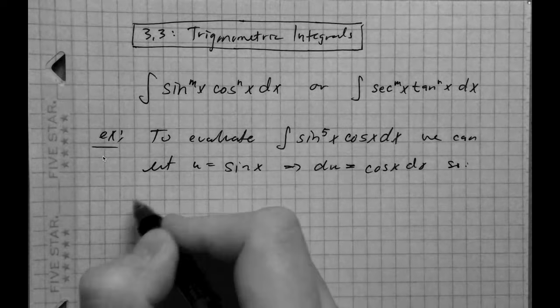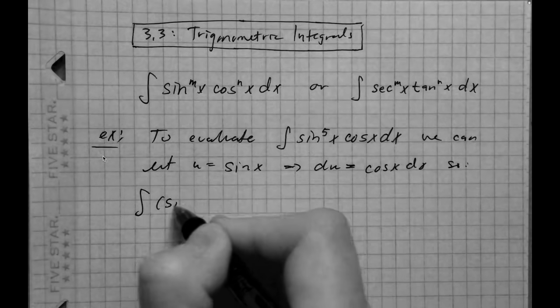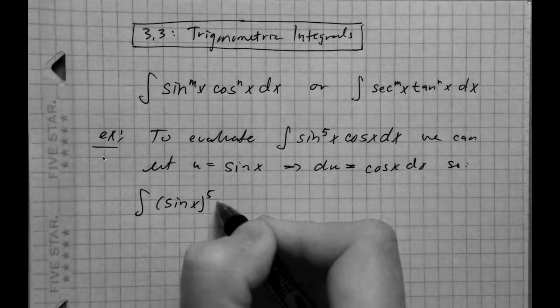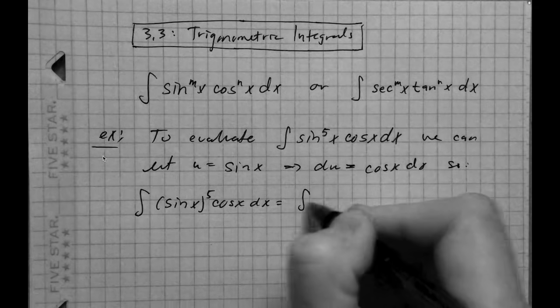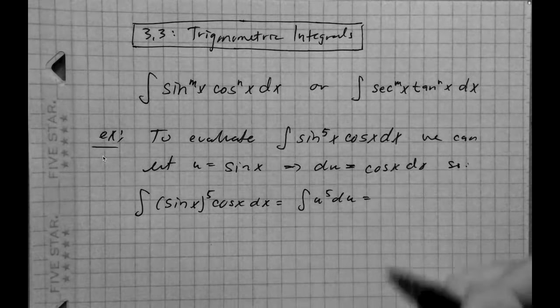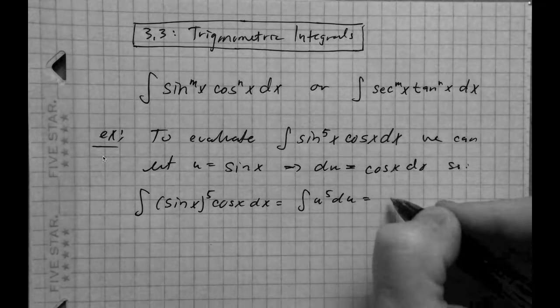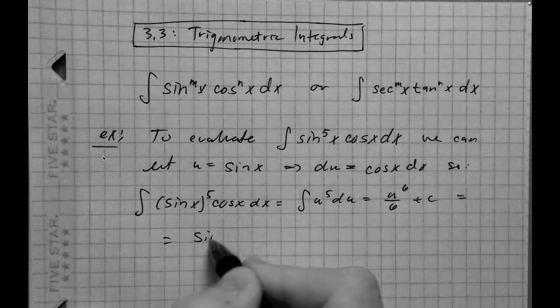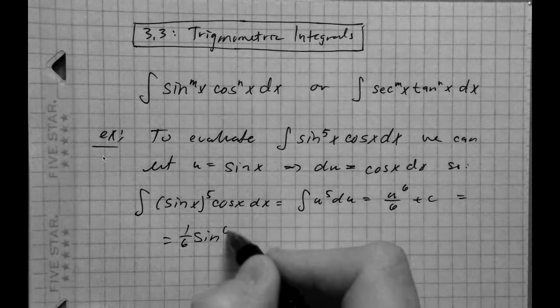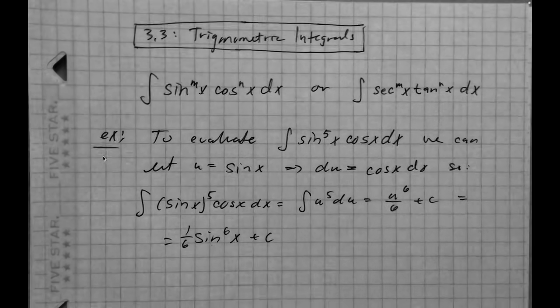So we get the integral of sine of x to the fifth cos x dx is equal to the integral of u to the fifth du, right? And so we can quickly see that that's u to the sixth over 6 plus c, and so that means it's 1/6 sine to the sixth power of x plus c, right?